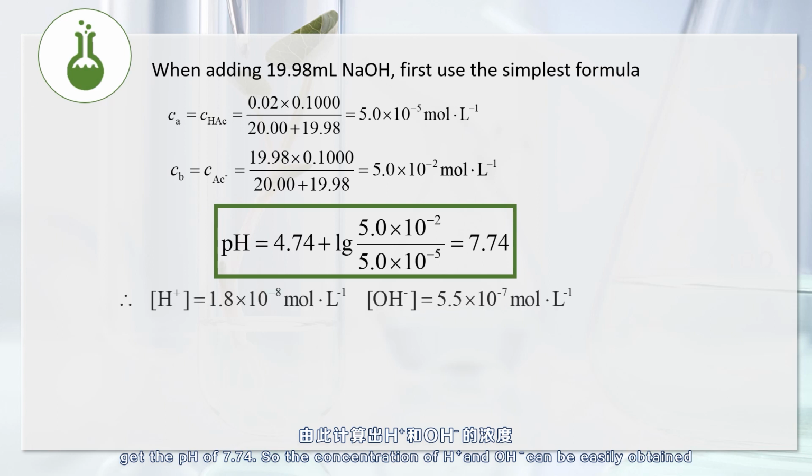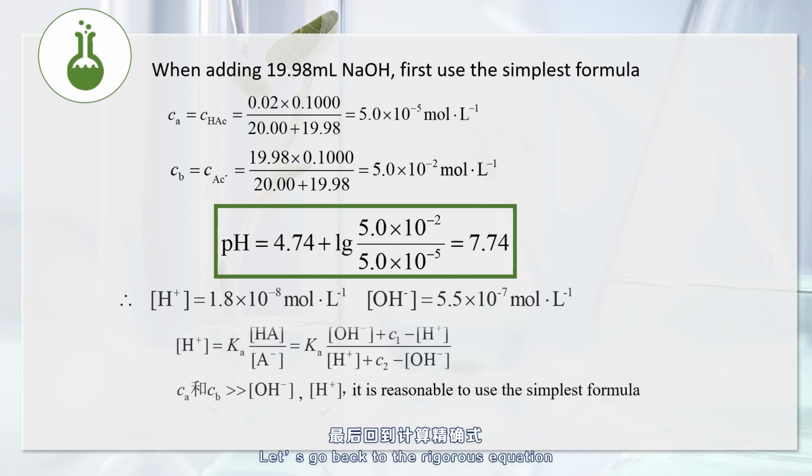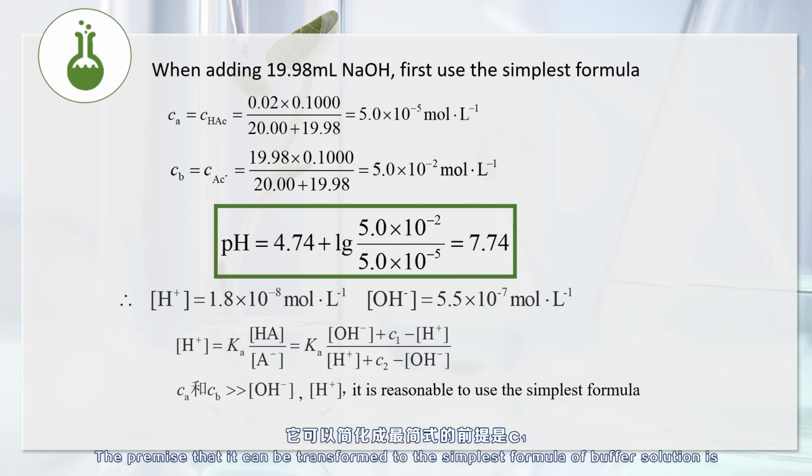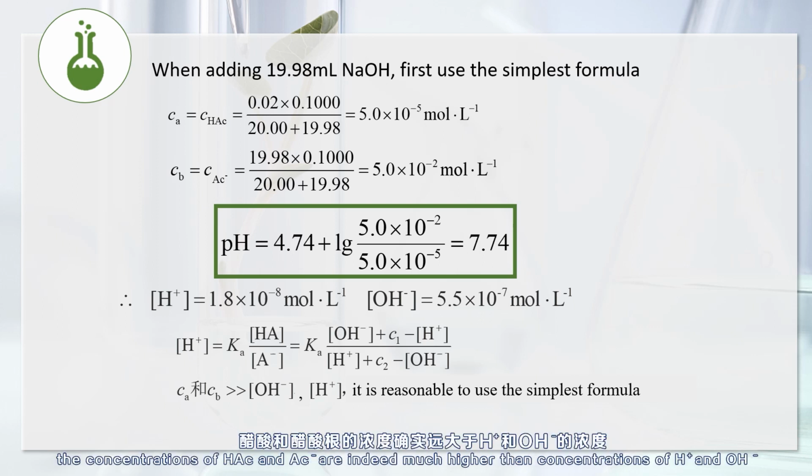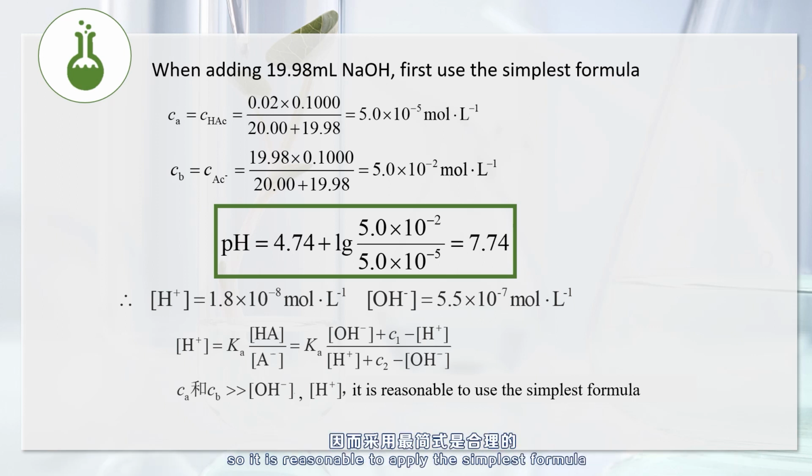So the concentration of hydrogen and hydroxide can be easily obtained. Let's go back to the rigorous equation. The premise that it can be transformed to the simplest formula of buffer solution is that C1 and C2 are way larger than the concentration of hydrogen and hydroxide. According to our calculation results, the concentrations of acetic acid and acetate are indeed much higher than the concentrations of hydrogen and hydroxide, so it is reasonable to apply the simplest formula.